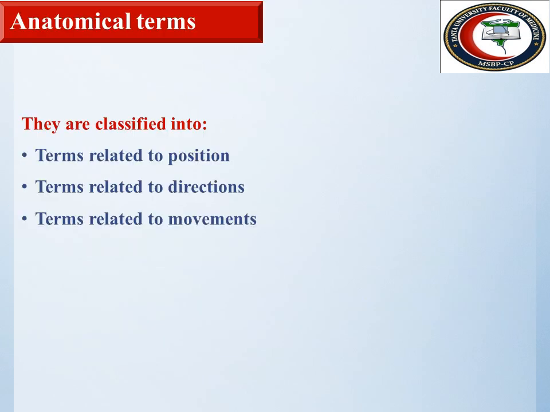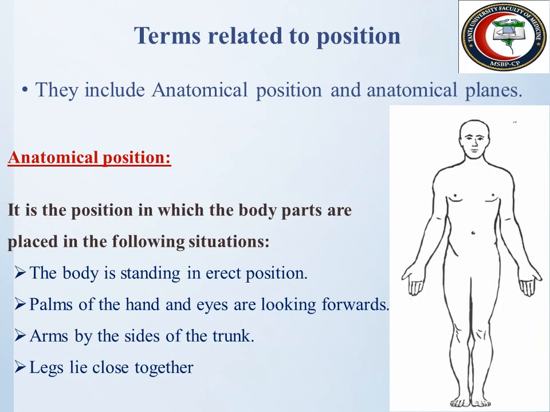We will discuss some types of terms, such as terms related to position, terms related to direction, and terms related to movement. Terms related to position. We will start with the definition of the anatomical position. It is the position in which the body parts are placed in the following situations. The body is standing in erect position. Palms of the hands and eyes are looking directly forward. Arms are beside the trunk and legs are close together.